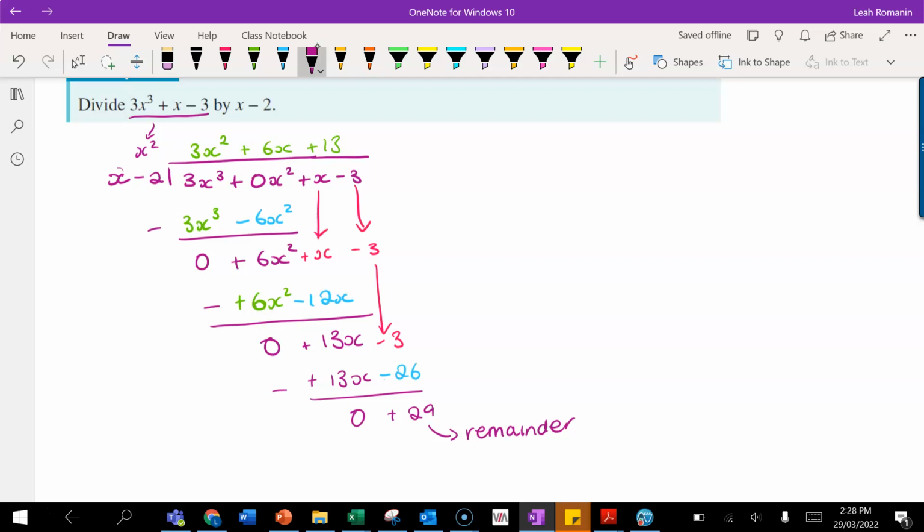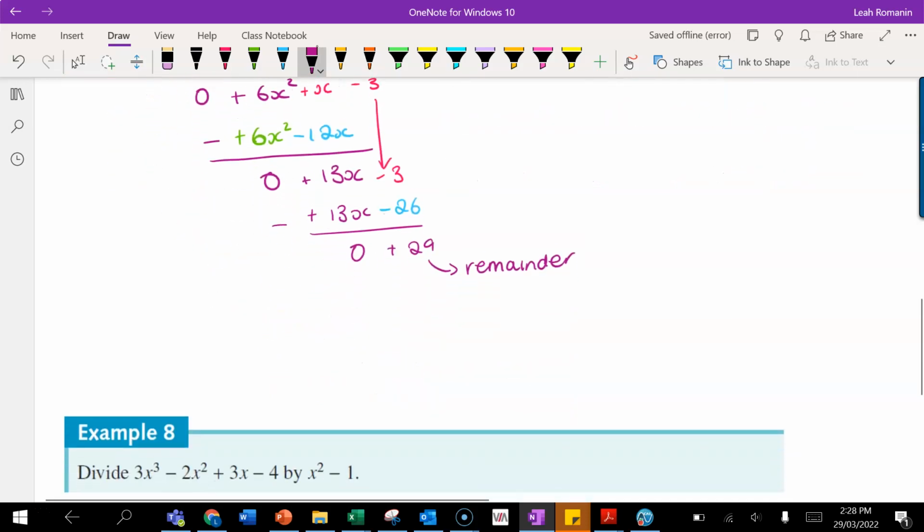So how we write this now is we have 3x cubed plus x minus 3. That was our initial expression. This can be factorized into x minus 2 and then 3x squared plus 6x plus 13. So that comes from the top here. And then your remainder, you're going to write at the end. So this is the remainder. So plus 29.